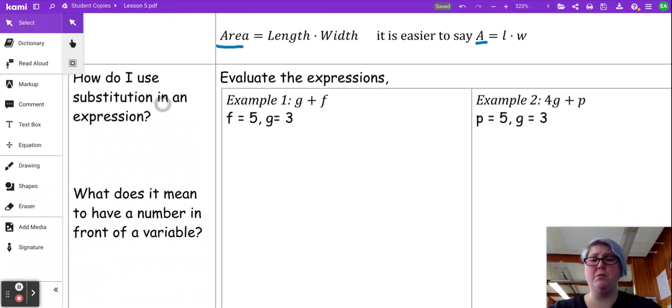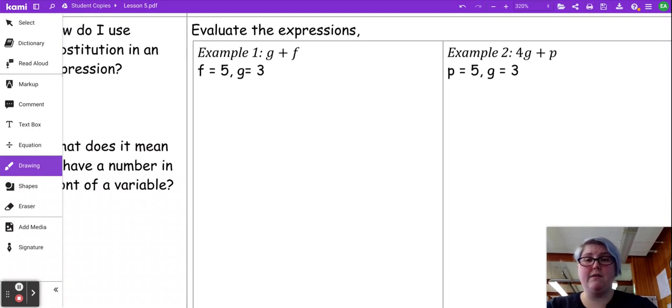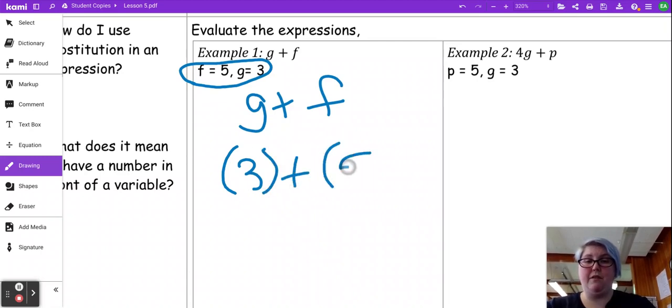So how do we use this? How do we substitute? Let's see. We have example 1. We have G plus F. I am going to rewrite that nice and big. Now, we are given our values here. So we know that G is 3, and we know that F is 5.